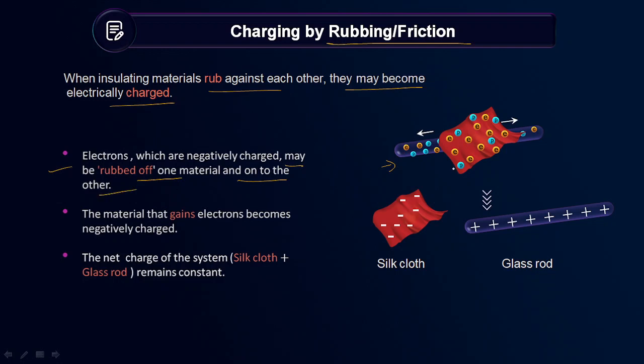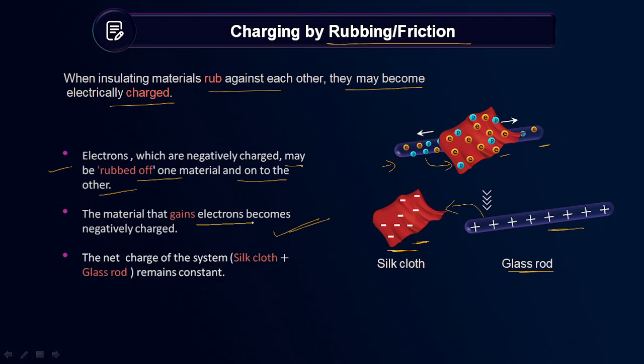Like here, when we rub this cloth with the rod, some of the electrons from the rod will get transferred to the cloth. Since the silk cloth is accepting electrons, it gets negative charge, and the glass rod, which has a lack of electrons because it has transferred electrons to the cloth, gets positively charged. So by rubbing we can transfer electrons from one object to another and get the object charged.